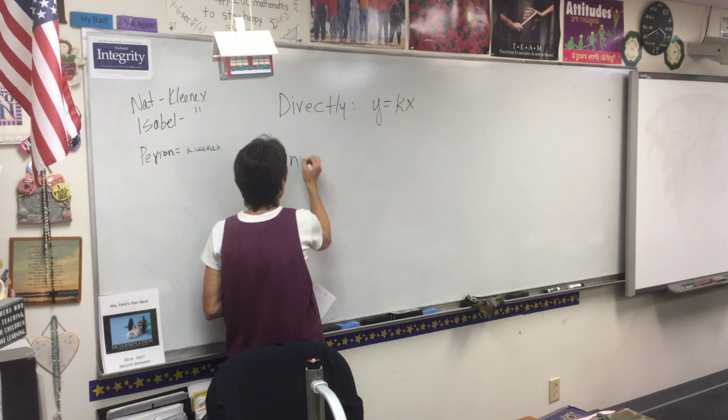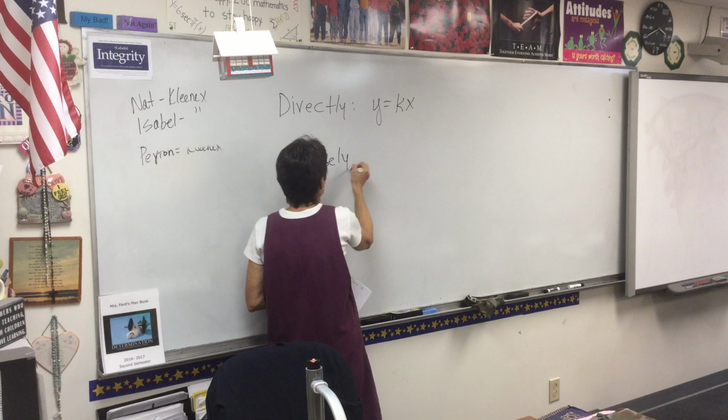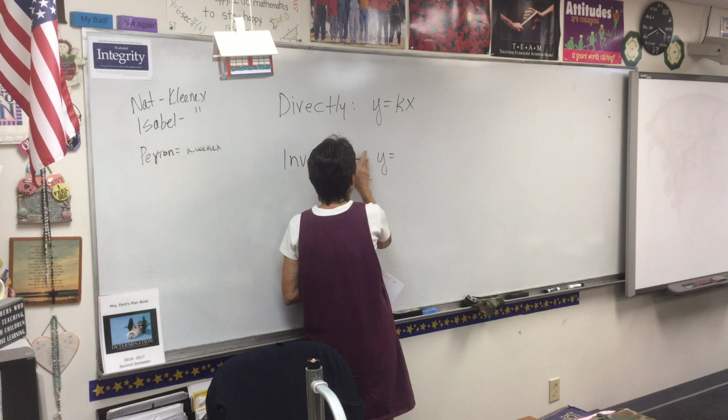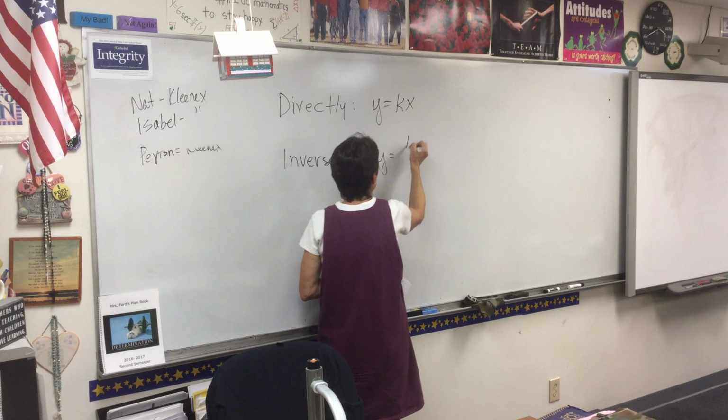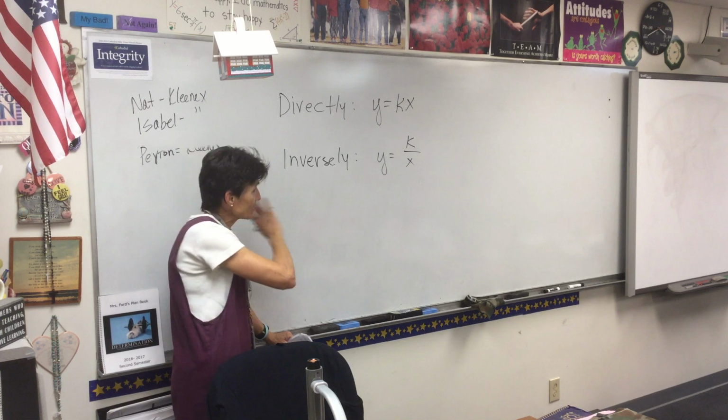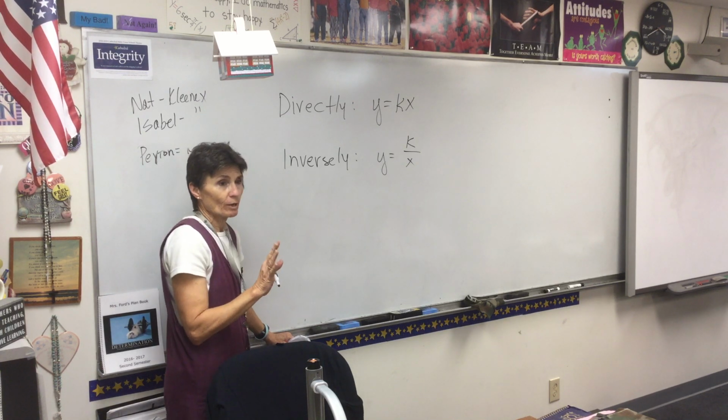If they vary inversely, anybody remember what that is? Y equals k over x. That's exactly right. Here we go. Those are the keys to this whole thing right there.